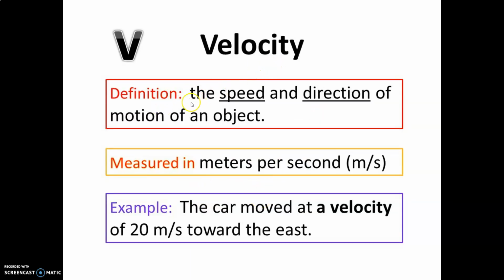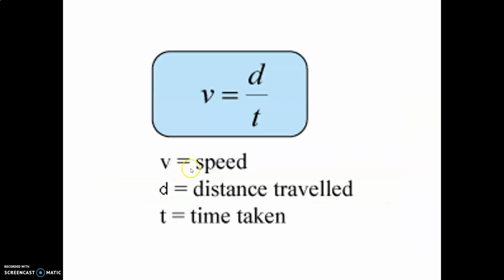Now the velocity concept. Definition of velocity: the speed and direction of the motion of an object, measured in meters per second, m/s. Example, the car moves at a velocity of 20 m/s towards the east. Now v is equal to d upon t, where v is the speed, d is the distance traveled and t is the time taken.